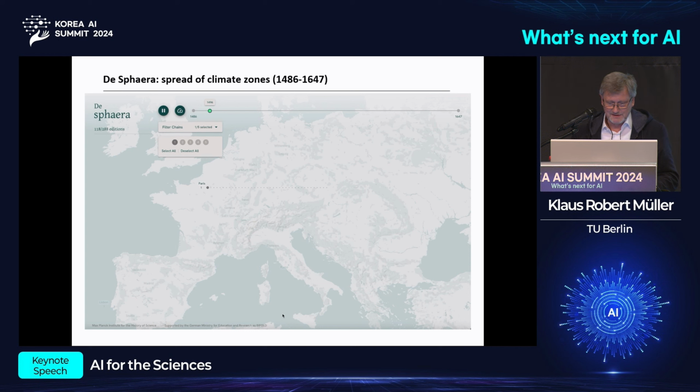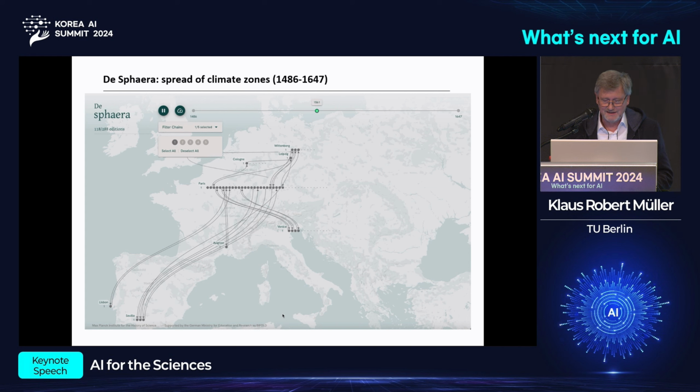Okay, so here you see a map of Europe, and there are different documents influencing each other. You can see Paris. This is now about the concept of climate zones spreading over Europe in a certain time. So Paris, Cologne, Leipzig, Venice, Avignon, Seville, and Lisbon. And here's a very interesting, slightly unexpected place that you may not know so well.